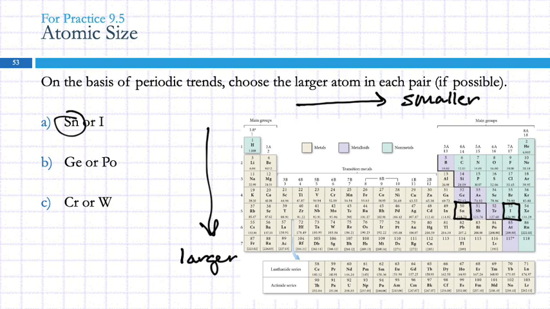Let's look at germanium and lead. Here's germanium, and here's lead. Which one should be bigger? Lead. As we go down, they get bigger. That's the one that makes sense. So we would expect lead to be bigger. Oh, except that isn't lead, that's Po. But if it was lead, lead would be bigger. Oh, where'd you go? Oh, here it is.